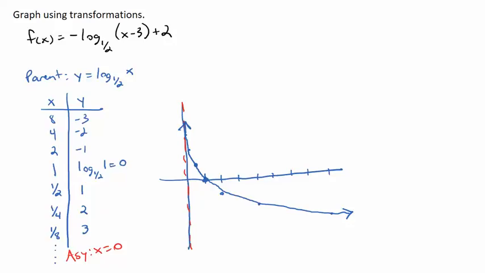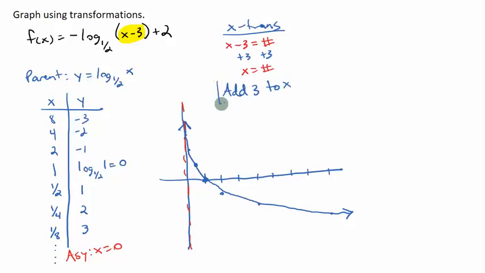Now I need my transformations, so I'll start with my x transformations, which happen inside the logarithm, inside the argument. So for the x transformations, I take my x minus 3 like it's in an equation that I'm trying to solve for x, and figure out what I have to do to get x by itself, which in this case is add 3. And that is my x transformation. So add 3 to x.